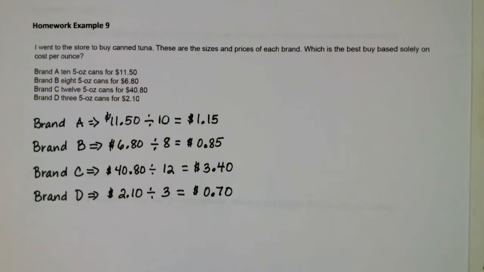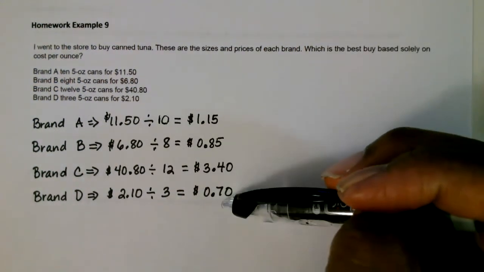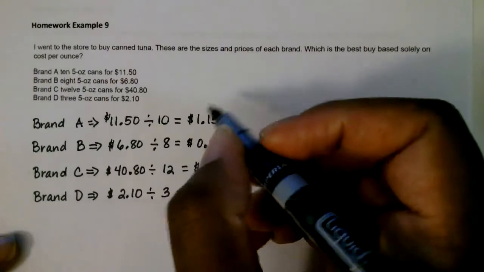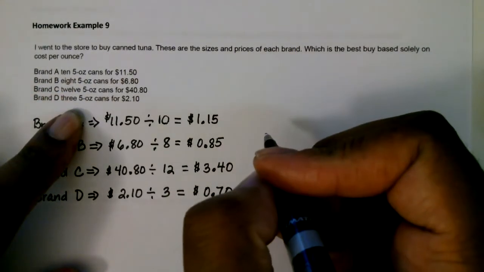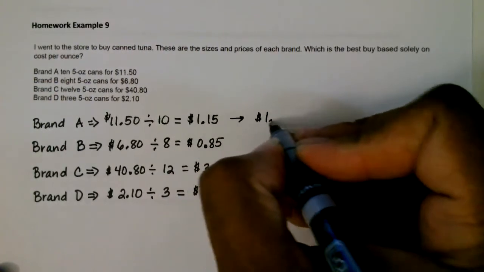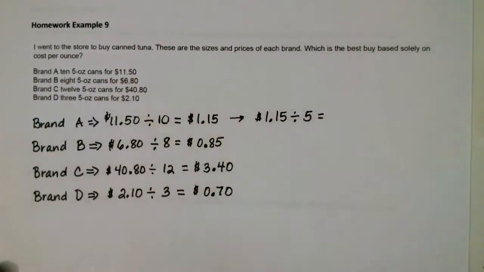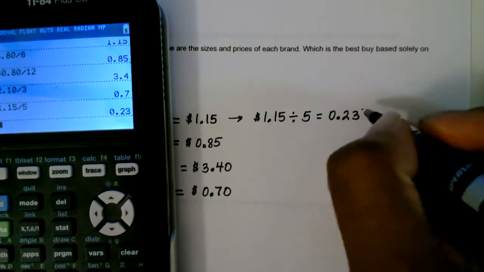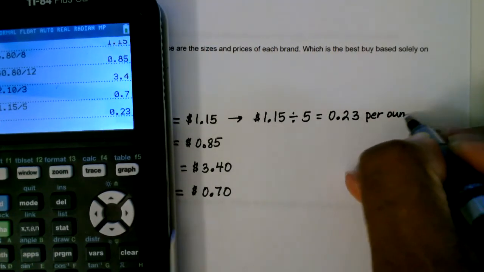All right. So based on cost per ounce, and actually, this is actually cost per can. They probably want this for cost per ounce. So for something like this, I need to look at dividing each one of these by 5 ounces. So this is going to be cost per can. So for each can is 5 ounces. So if I take $1.15, divide that by 5, this will be 0.23. So brand A has a cost of 23 cents per ounce.